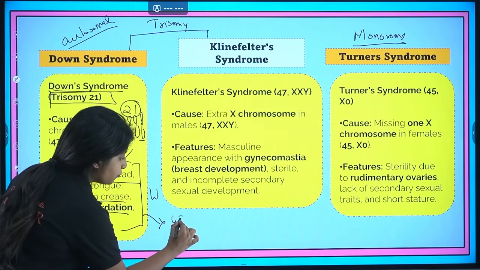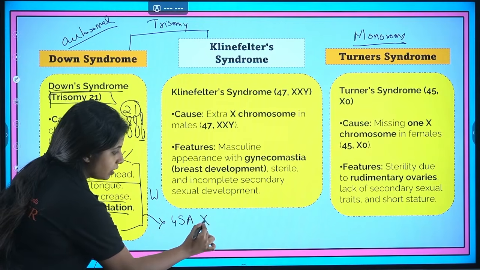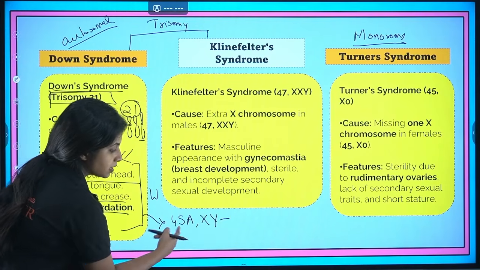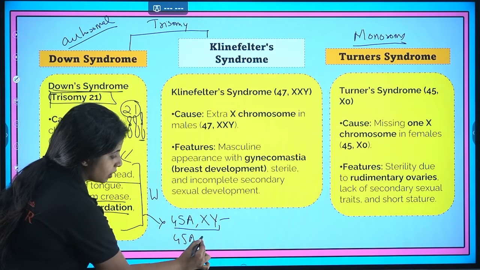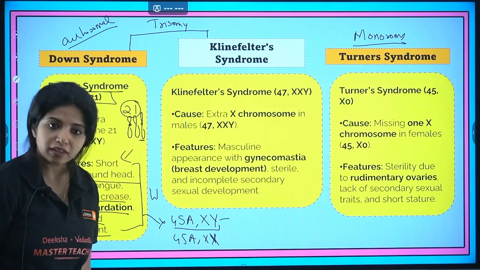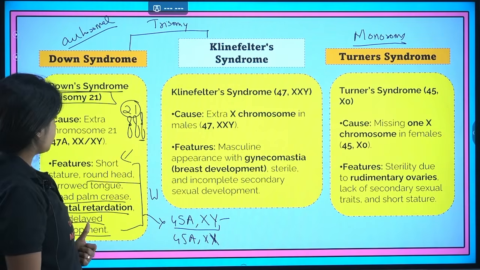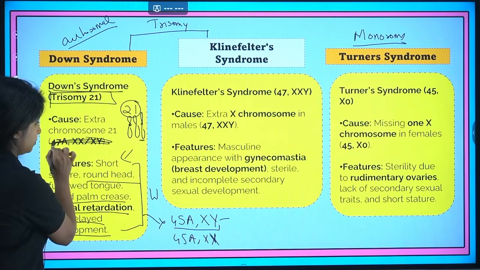So we have 45 autosomes over here, and it can be either XY. In this case, this is a Down syndrome patient who is a male. Or it can be XX. This is a Down syndrome patient who is what? A female. This is a karyotype that you can write. Okay, I'll prefer this, do not write this.